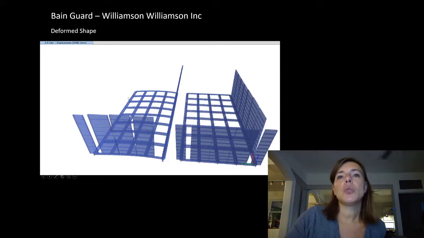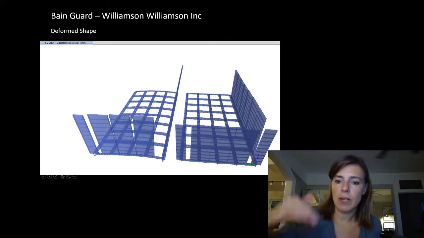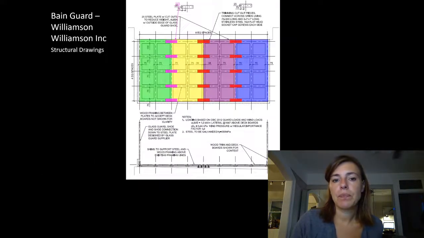So this is just wind itself. The model that shows self-weight and wind would show that this was flattening out here and that rotated right there. And so eventually the weight of this was enough to keep it held in place.